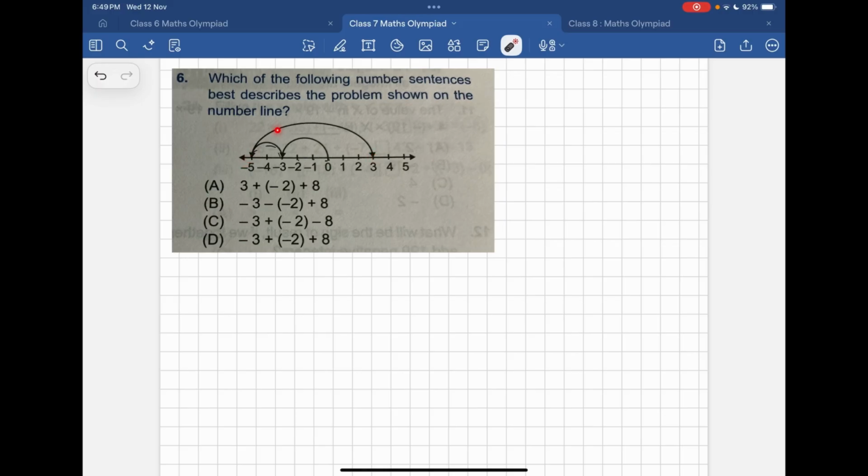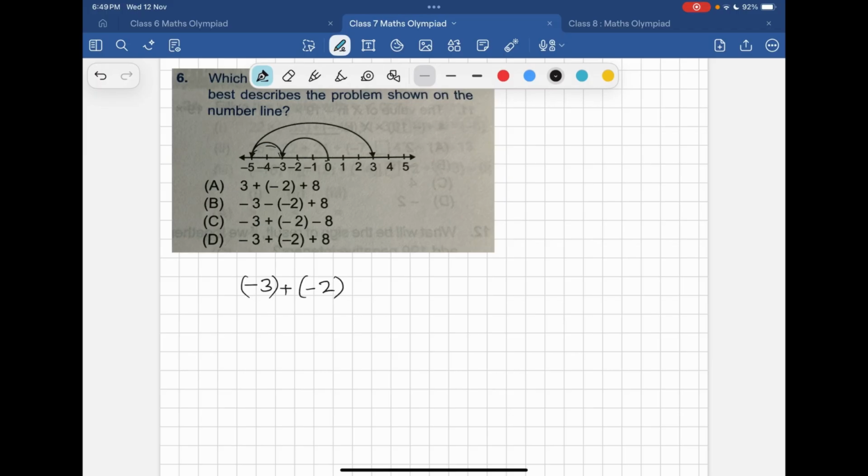So 8 steps you are going again towards the right. When you are going on a number line from left to right, it is positive. So how will you write? The first one is minus 3, because 3 steps to the left. Then again 2 steps to the left. You are adding because you are going in the same direction. So you have to add. So minus 3 plus minus 2.